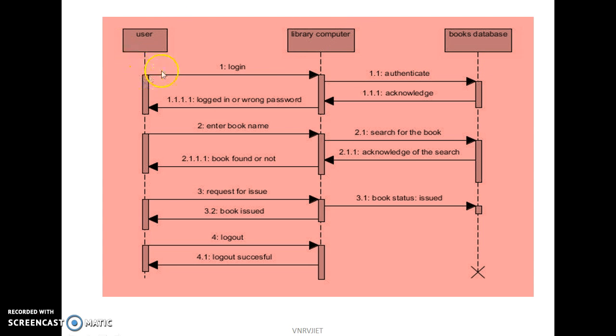First the user will log in to the system and authenticate with the book database. Next he'll get the acknowledgement and log in. Next he'll enter the book name. Next he'll search and get the acknowledgement number. Next he'll get the information whether the book is found or not. Next the request is sent back to the system. Next the book is issued, with proper authentication from the database, getting the book issued, and log out successful.